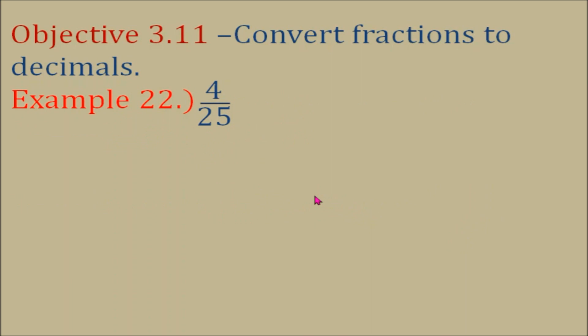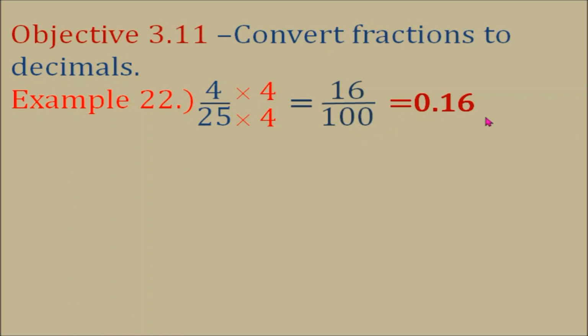How about example number 22? It's 4/25. Our denominator is not 100, but we can make the denominator 100 by multiplying it by 4. And because we will multiply the denominator by 4, we are also going to multiply the numerator by 4. So 4 times 4 is 16, and 25 times 4 is 100. Now, our denominator is 100. It has 2 zeros, so therefore, the decimal form for 16/100 is 0.16. So it has 2 decimal places.